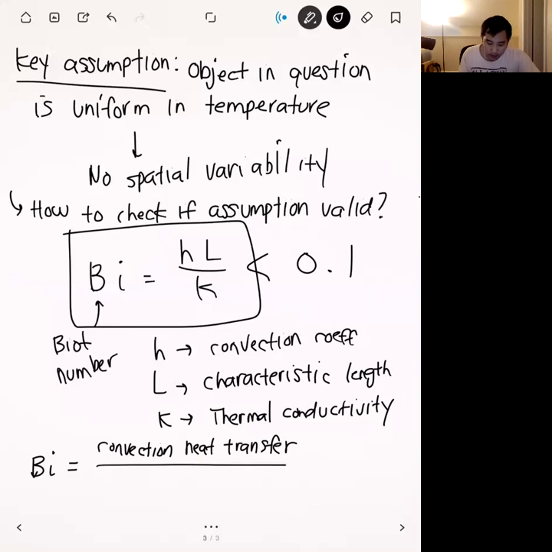Okay? And then in the denominator here, we have our thermal conductivity k, and that's almost like a surrogate for conduction heat transfer. Okay. And so by having this requirement that the Biot number has to be less than 0.1, what we're essentially saying is that the denominator here, or the amount of conduction heat transfer, has to be 10 times greater than the convection heat transfer.